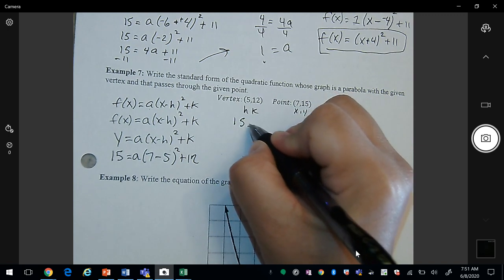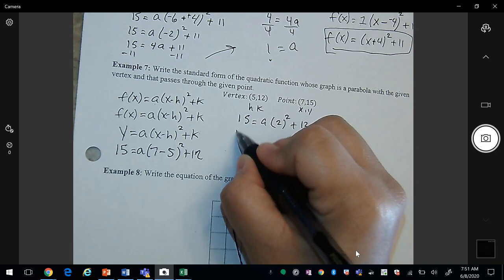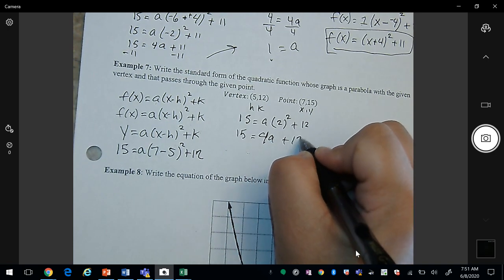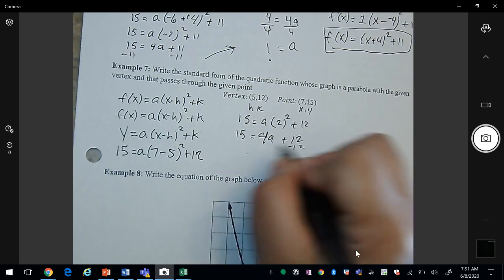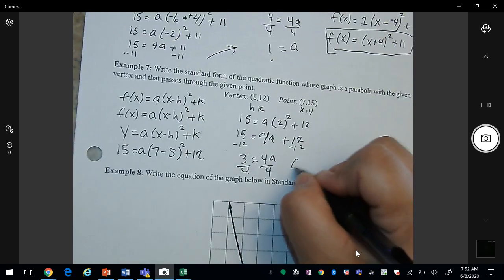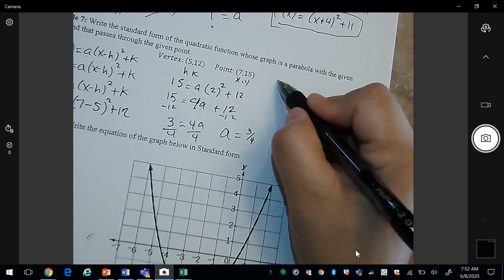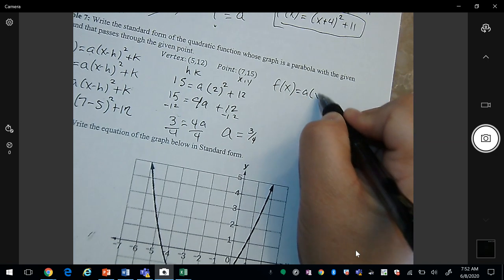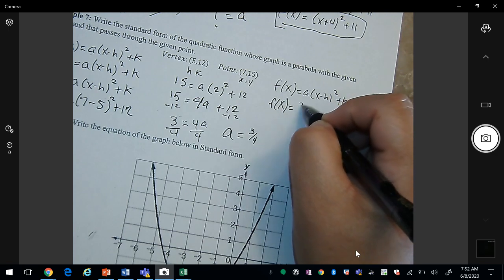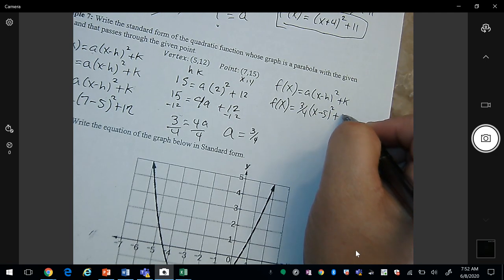Simplify. 7 minus 5 is 2. 2 squared is 4. Subtract the 12. And divide by 4. So a is 3/4. So now we're going to plug in everything that we have. A is 3/4. And h is 5. And k is 12.